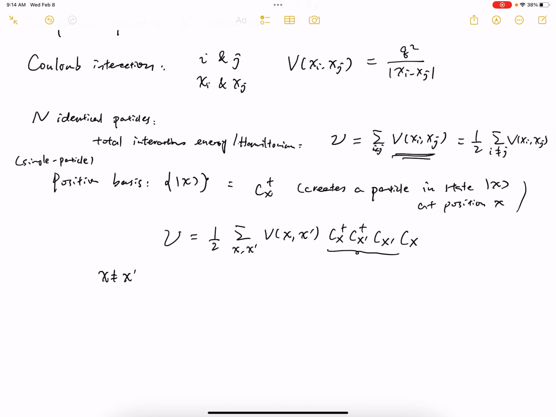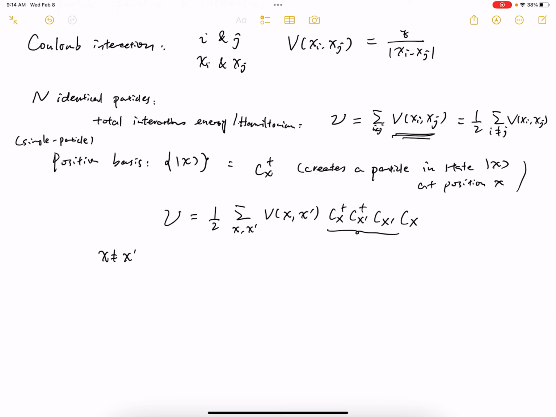If x is not equal to x prime, question, Richard. You just answered it, actually, sorry. Yeah, go ahead, John. Is the order that you create and destroy? Yeah, it matters. I'm going to get there. Yeah, so the order actually matters.